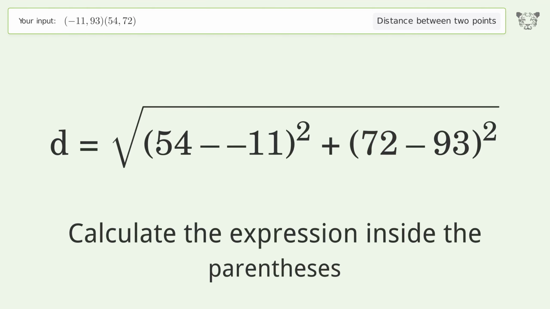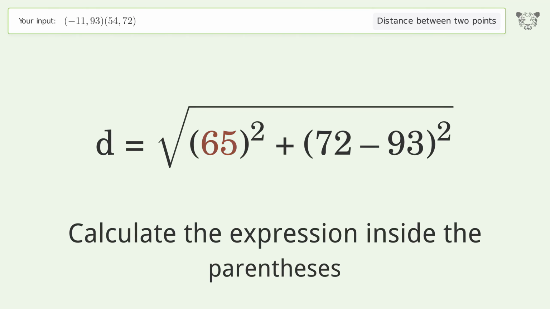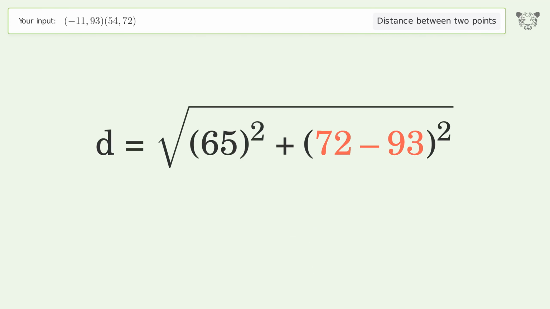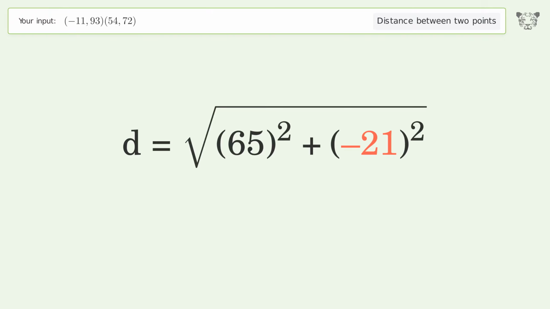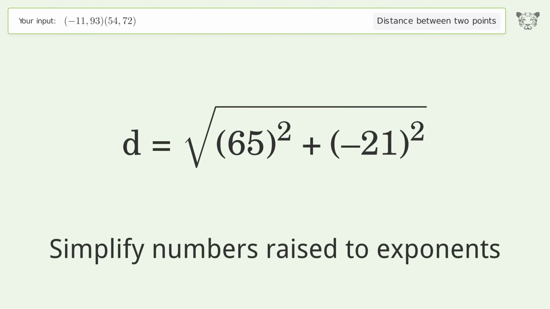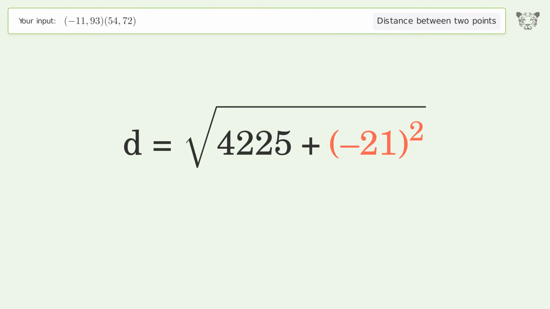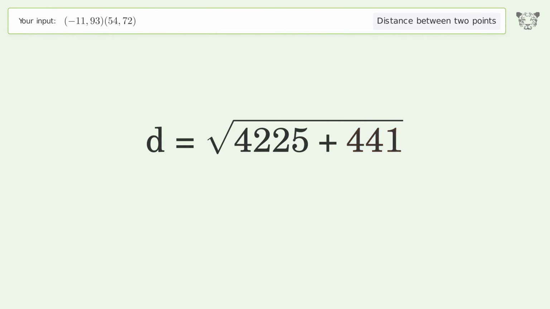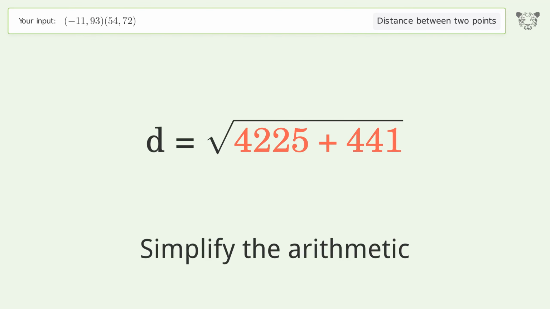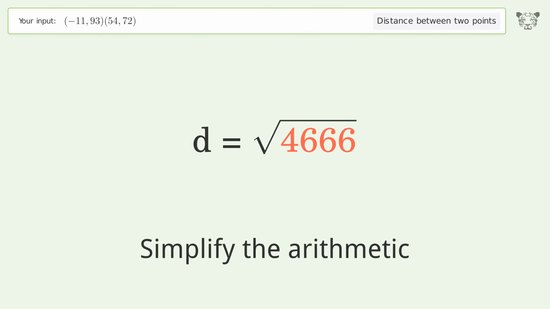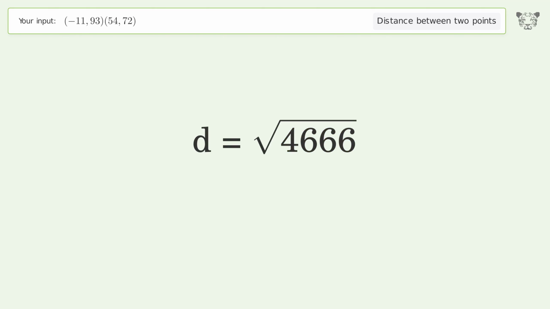Calculate the expression inside the parentheses. Simplify numbers raised to exponents. Simplify the arithmetic. And so the distance between the 2 points is the square root of 4,666, or 68.308.